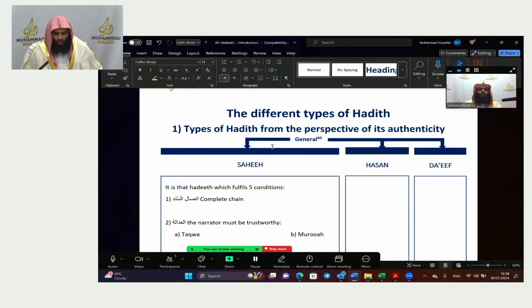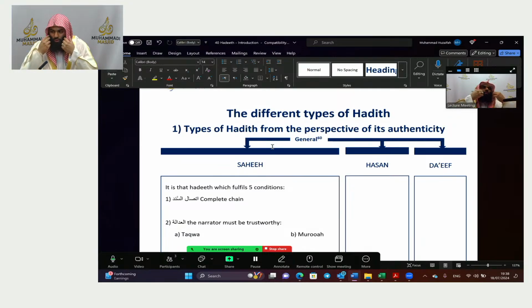So today's lesson is regarding the different types of hadith. Now, inshallah, revision I'll do next lesson, inshallah. Now hadith can be looked at in different types or from different angles. Hadith is of different types when you look at it from different angles.